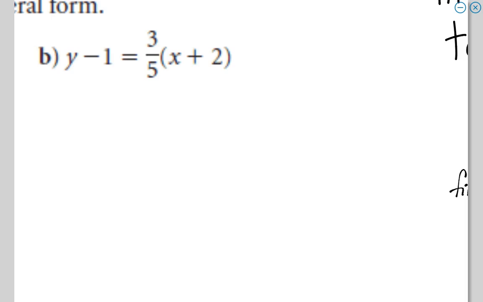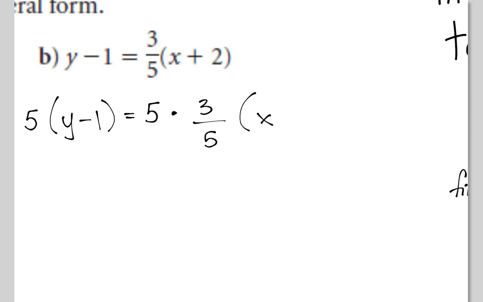So next one, where's the denominator? 5. I don't want 5 there. So what am I going to do? Times everything by 5. This one's a little bit different though. So if I times the left by 5, it'll look like that. If I times the right by 5, it'll look like that.